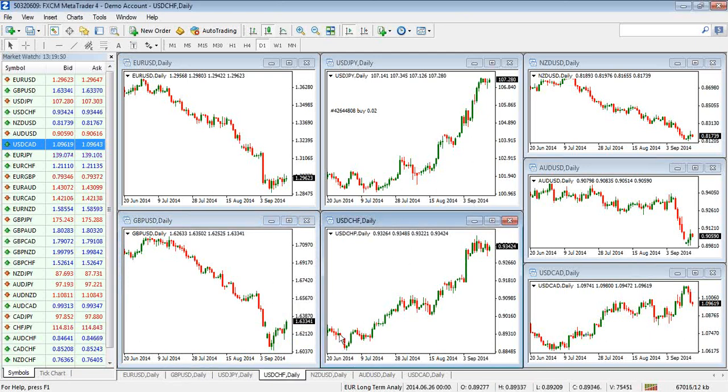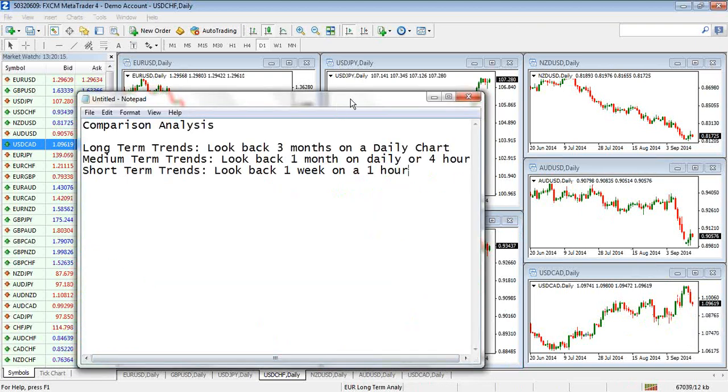Dollar Swiss going straight up. The dollar's getting stronger. The Swiss is getting weaker. New Zealand going straight down. New Zealand weaker. Dollar stronger. The Aussie dollar had a little bit less of a slope, but sold off here. Aussie weaker. Dollar stronger. And dollar Canadian has still been making higher highs and higher lows. Dollar stronger, Canadian weaker.